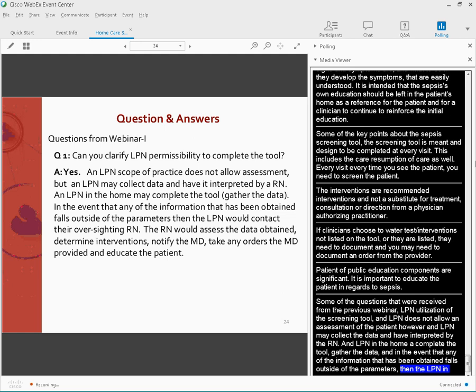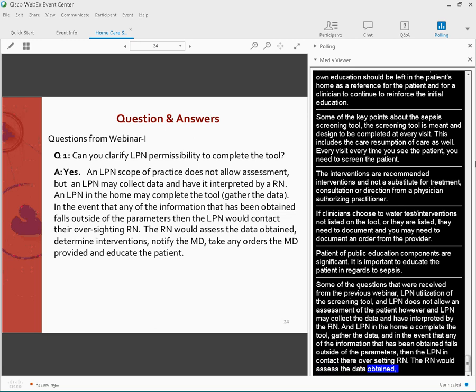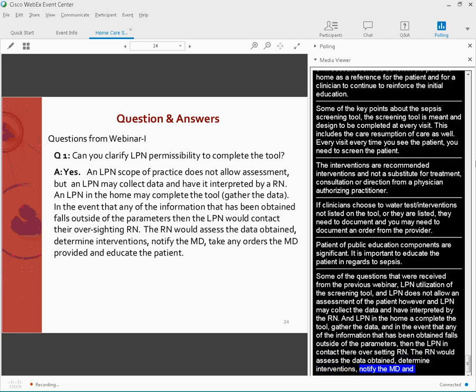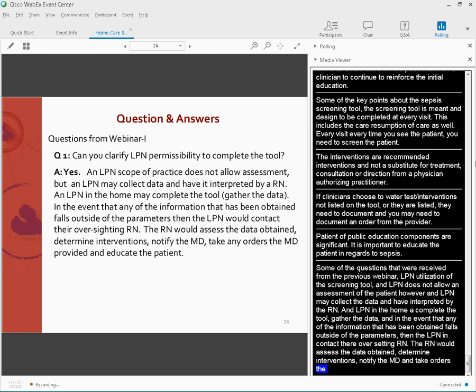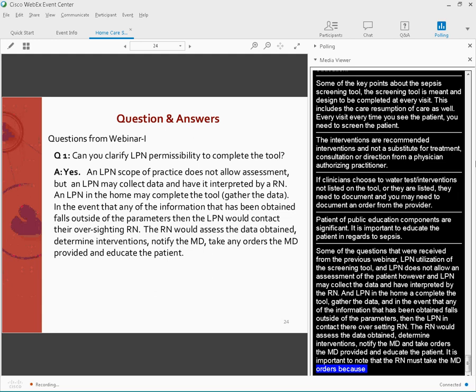The RN would assess the data obtained, determine interventions, notify the MD, take the orders the MD provided, and educate the patient. It is important to note that the RN must take the MD orders because the orders would be based on the RN assessment.